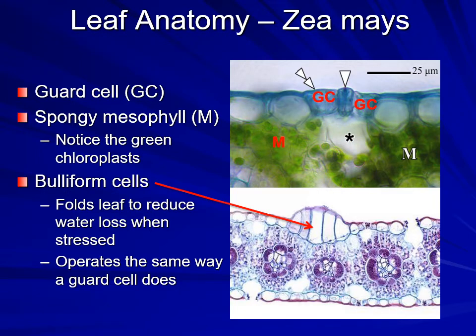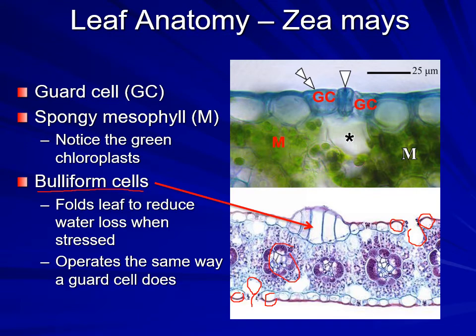So enough of that. What's interesting here is something called the bulliform cell. These things operate on the same principle as a guard cell. So here we have a corn leaf again. There's a guard cell and a guard cell, a stomata. Here's the opening underneath the stomatal pore. And at the bottom, guard cells, pore, open space, vascular bundles.